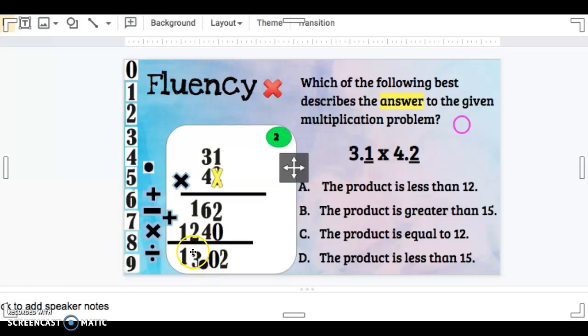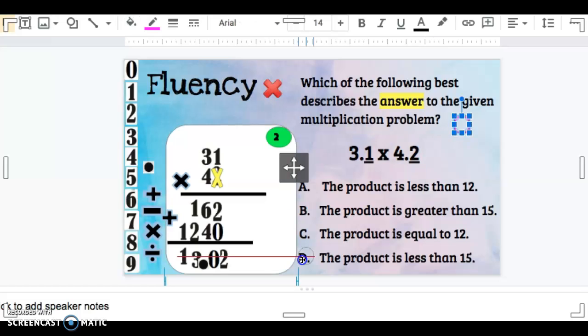So we have to figure out, is that less than 12, greater than 15, equal to 12, or less than 15? So first off, is it less than 12? No, it's bigger than 12, so it's not A. Is it greater than 15? No, it's not greater than 15. The product is equal to 12, that's not 12. So the answer is D, because it's less than 15. So I'd circle it, and that is my answer.